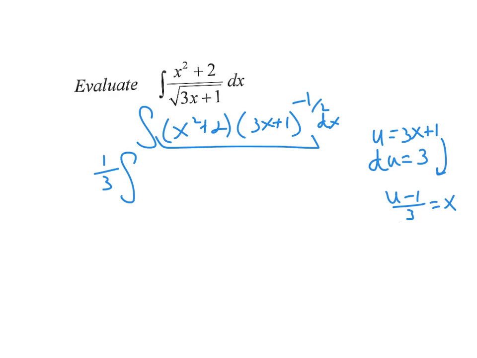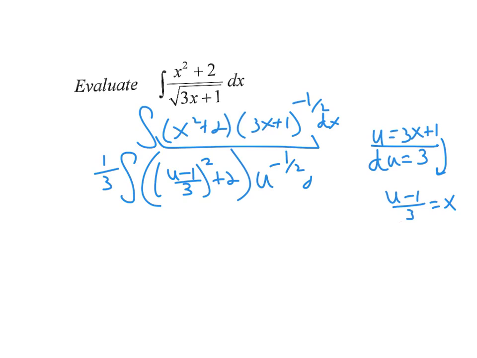So what we end up with is u minus 1 over 3, squared, plus 2, right? Because I'm substituting in for x. Then you have to multiply by, be careful because you don't need to substitute a whole lot there. Remember that this is u, so times u to the -1/2 du.